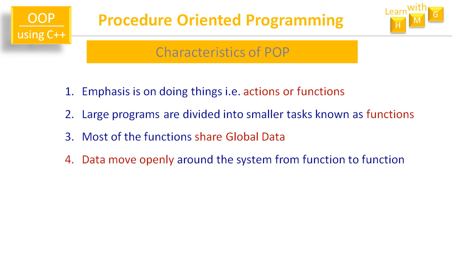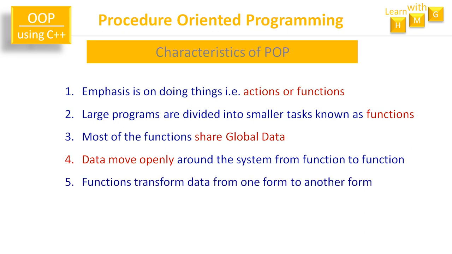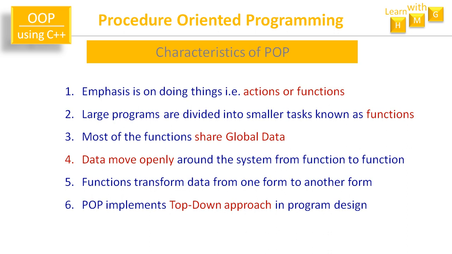Due to this, data moves openly around the system from one function to another function. So one function can transfer the data to another function easily through global data, and thus the functions transform data from one format to another format, that is one form to another form. So one function may transform or convert the global data into another value or another format, and that new format will be available to another function, and so on. So like this, the data is changing from one form to another form.